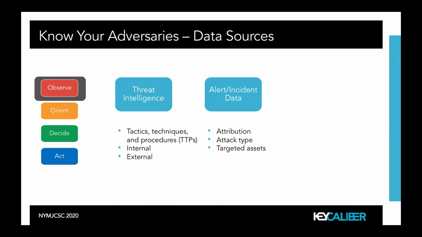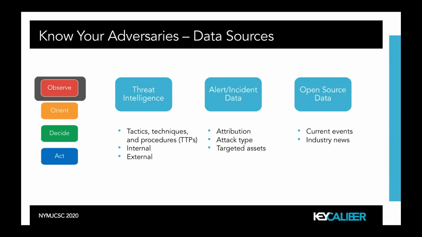Another great source of data for understanding your adversaries is your alert and incident data. Especially if you have the threat intel associated with it, then you can start making attribution. But even if you don't, you can get an understanding of the type of attacks that are occurring and what type of assets are being attacked. So you could understand that, well, okay, they're going after our public-facing web servers. And that gives you lots of insight into what you need to do from a strategic standpoint.